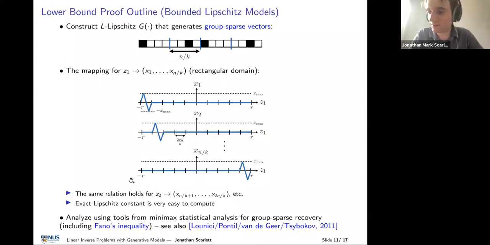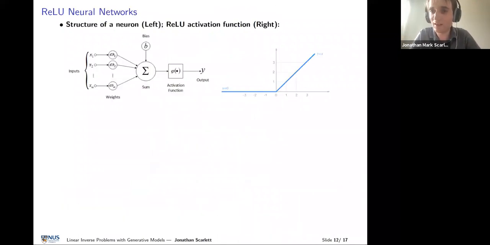Okay, so I think that's the end of the outline for Lipschitz models. And then I'll move on to ReLU neural network models. Again, I'll just pause for a second in case there's any questions.